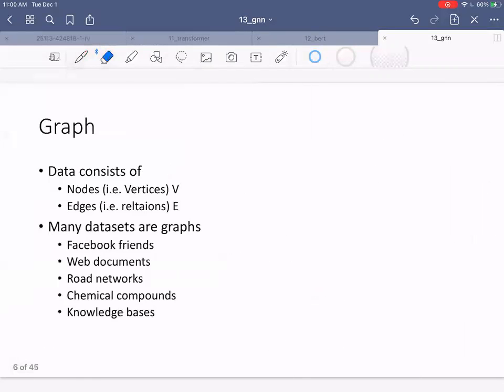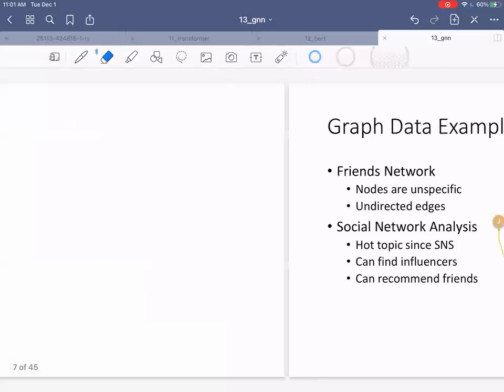All right, moving on then. There are a lot of data sets that are actually graphs, and we can easily download these graph data sets from the internet. Facebook friends are graphs. Web documents with links, so hyperlinks, are also graphs because some documents are linked to each other. Road networks are also graphs. Chemical compounds can also be represented as graphs, and knowledge bases are also graphs.